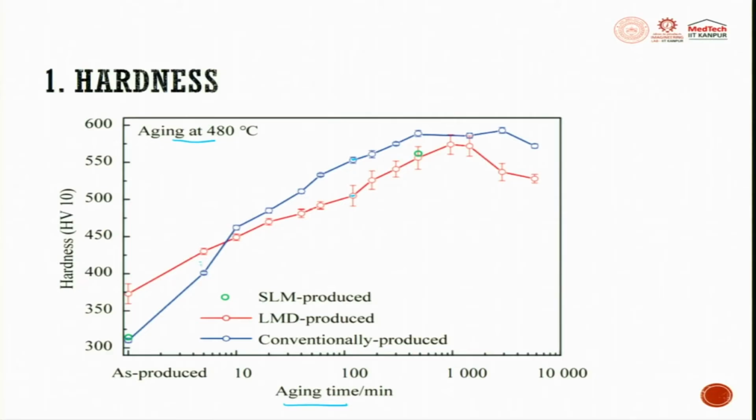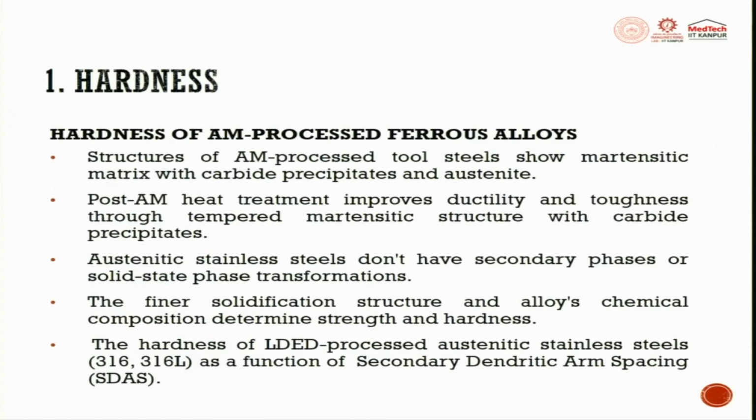So, when you try to do conventional, you see the error bar is very less. When you are trying to do LMD parts or SLM parts, you can see that the error bar is slightly higher. So, we are doing aging at 480 degrees Celsius to get this response. The structure of AM processed tool steel shows a martensitic matrix with carbides precipitated and austenite.